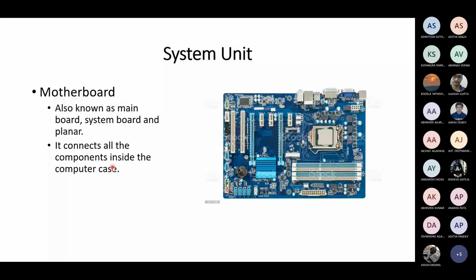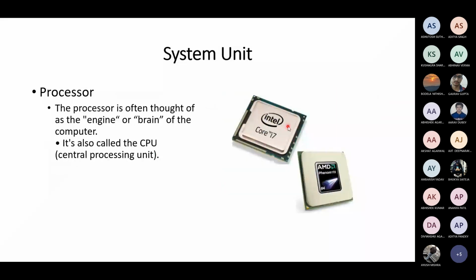So this is also called a main board, which is very important. We got a processor. The processor is also called the brain or engine of a computer, where it will execute your instructions. This is also called the CPU, central processing unit. That we are all aware of from many classes we have studied, right? So this is not a new thing.